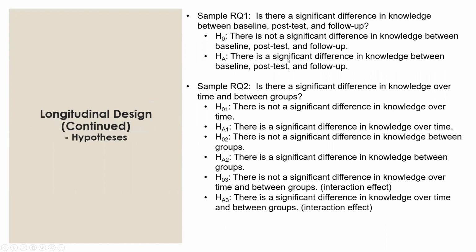Here are the sample research questions. So the final analysis that I just described, that would be for sample question two here. And like I said, there are three components. We have, is there a difference in knowledge over time and between groups? You have three hypotheses here, potentially. Is there a difference in knowledge over time? Is there a difference in knowledge between groups? And is there a difference in knowledge over time and between groups? That is the interaction effect.